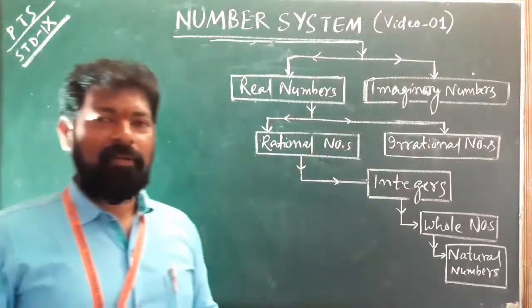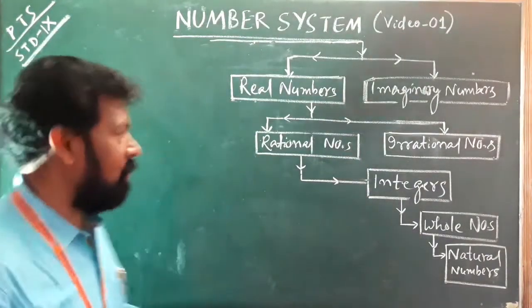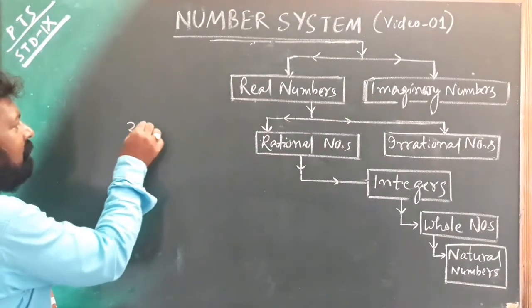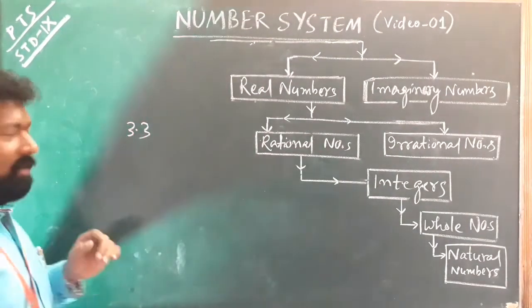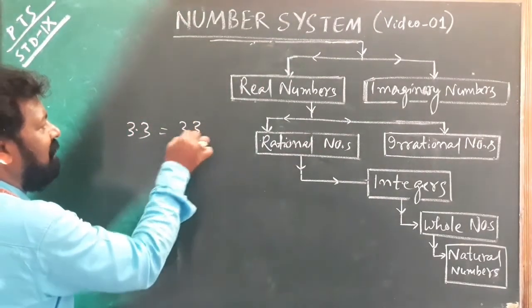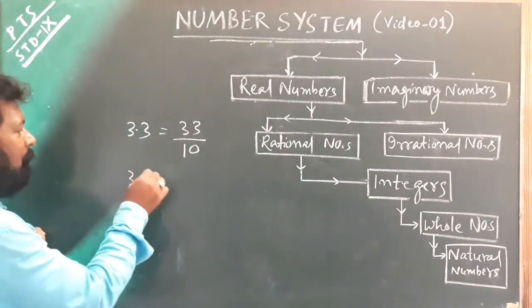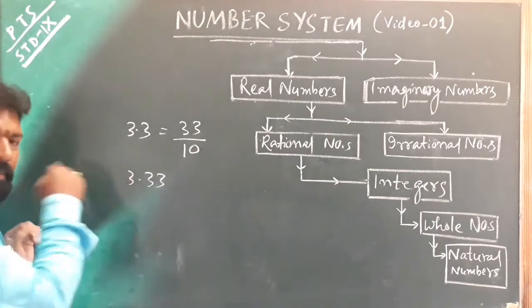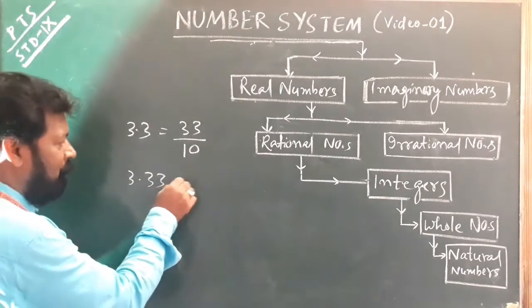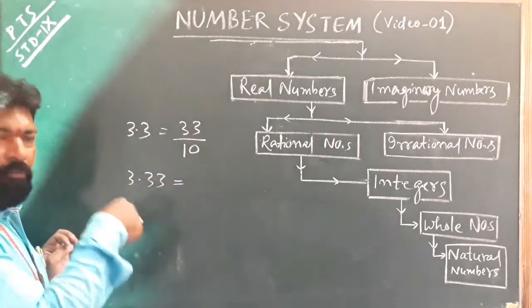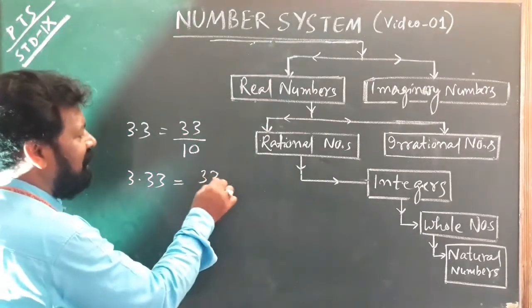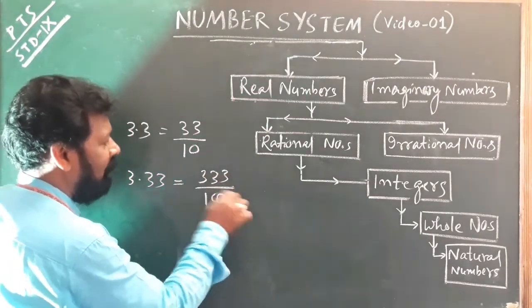One more example to check whether the given number is rational or not. I will write the number 3.3. It is rational. Of course, you can write this one as 33 divided by 10. Second example, 3.33. This is also a rational number. Why? Because you are able to represent 3.33 in the form of a fraction, that is 333 by 100.